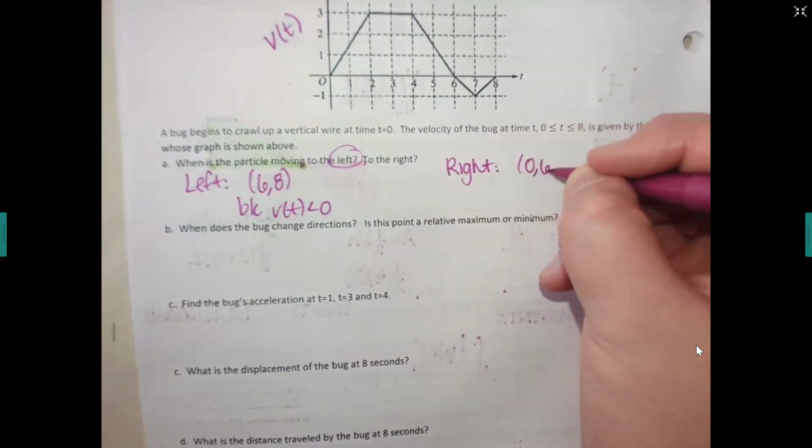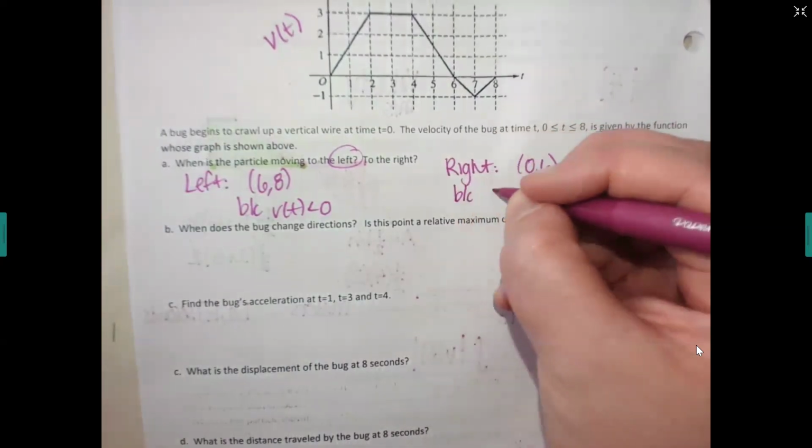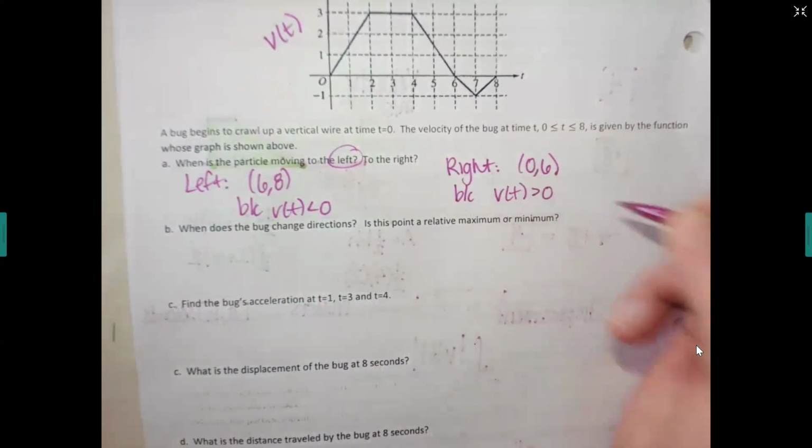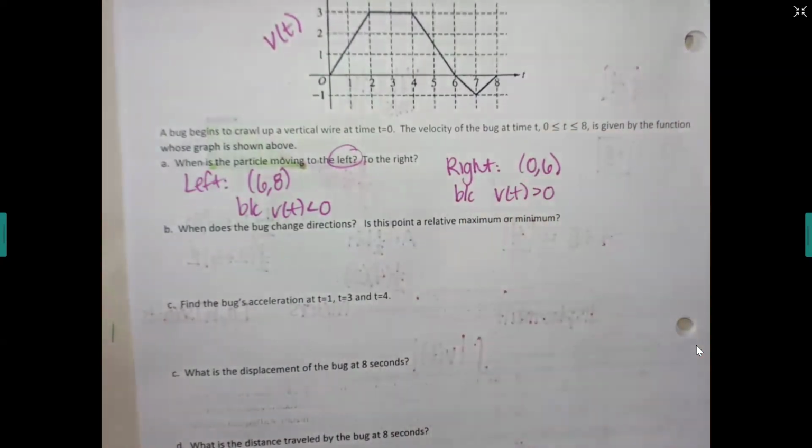0 to 6, because velocity is greater than 0. So remember, positive velocity traveling to the right, negative velocity traveling to the left. Next question, when does the bug change directions? Where would that be? At 6.